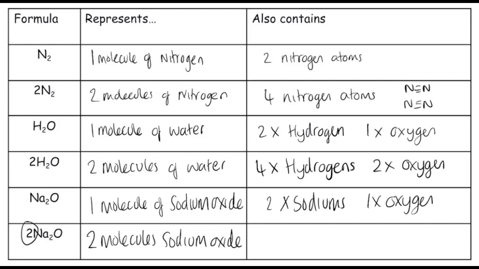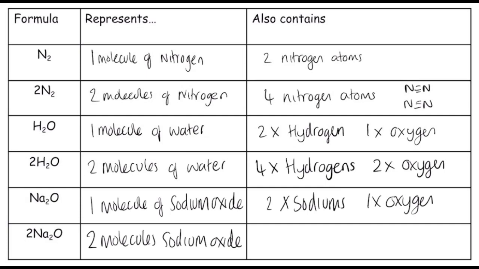Actually, sodium oxide isn't a molecule. Sodium oxide is a giant ionic structure, remember. So the chemical formula for ionic structures shows us the smallest possible ratio. There'd be way more than 2 sodiums and 1 oxide. It's a giant ionic compound, but this shows us the smallest possible ratio.